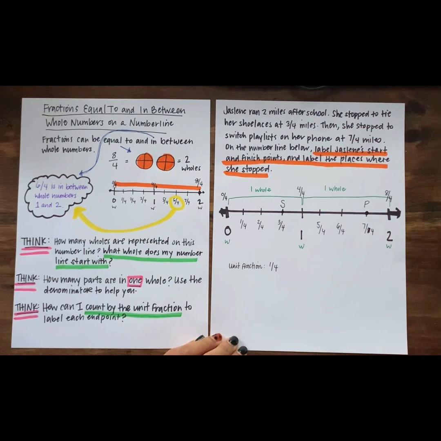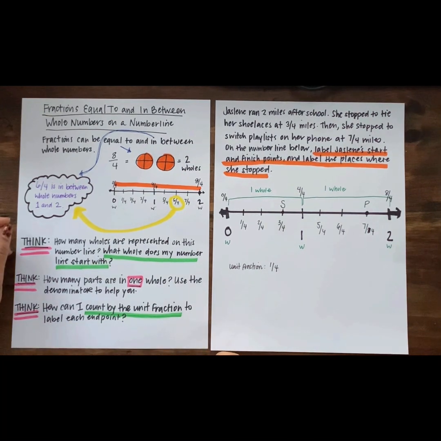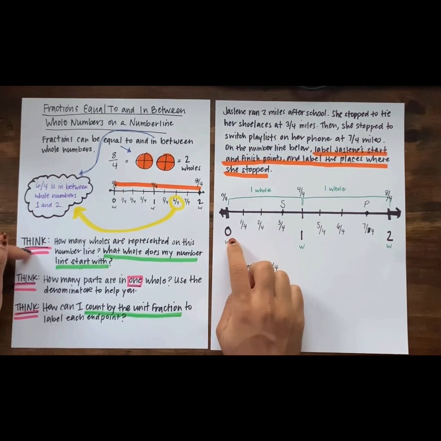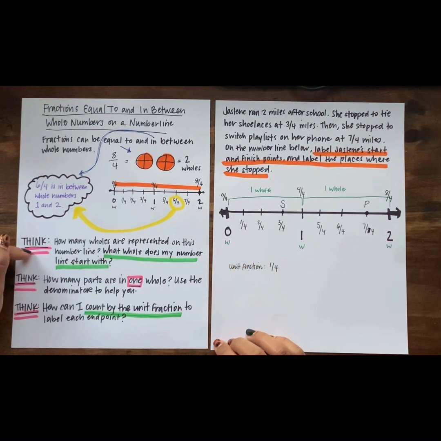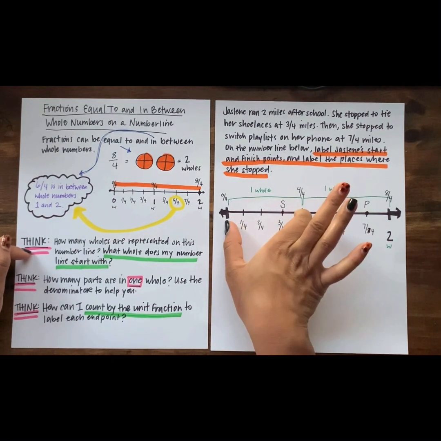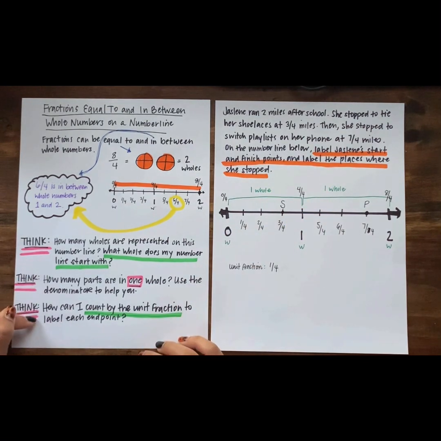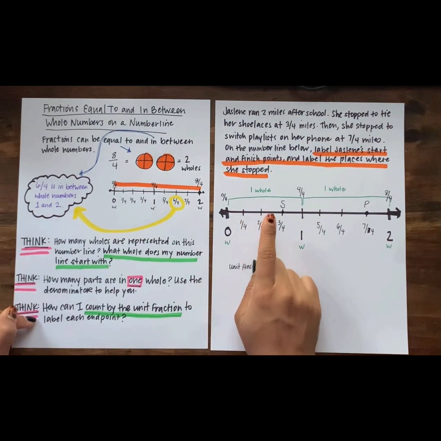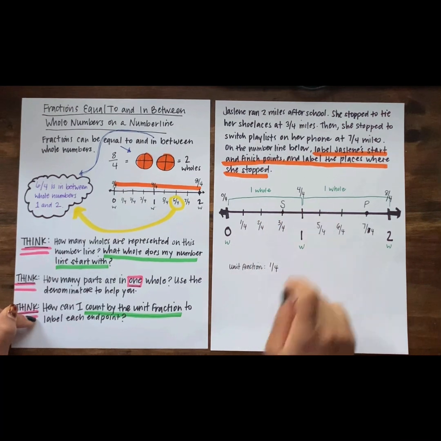That's right. Today, as we identify fractions that are equal to and in between whole numbers on our number line, we must first think how many wholes are represented on this number line and what whole my number line starts with. Then we can use the denominator to help us think how many equal parts are there in 1 whole. Finally, we can count by the unit fraction to label each endpoint. Keep these thinking steps in mind as you move into the try one more.